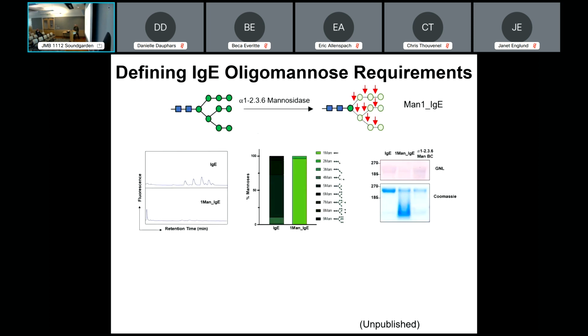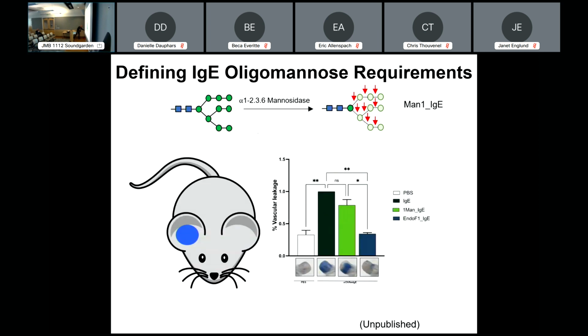Then she took IgE and treated it with a 1,3,6 mannosidase, generating this MAN1 structure. That was quantified here by HPLC. You can see it's barely coming off in time for us to capture it, just right there. In the passive cutaneous anaphylaxis model, you can see that this MAN1 structure is still triggering a fairly robust anaphylactic response compared to the untreated control and also compared to the endo F1 control. So it seems to be working in the mouse system.